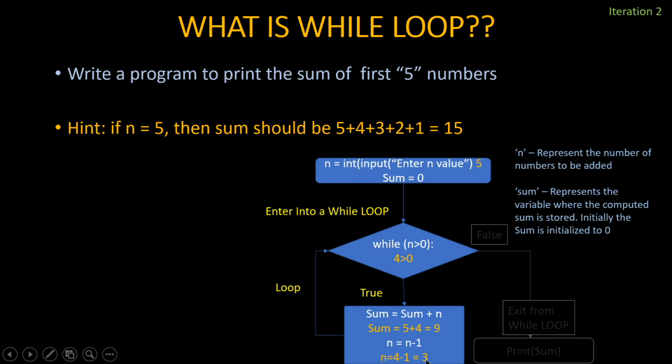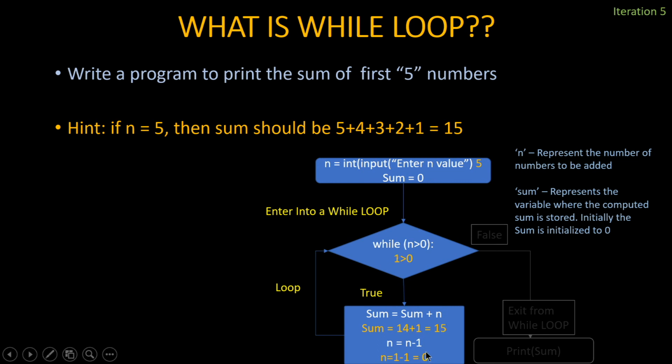In iteration 3, is 3 greater than 0? Yes, it is. So the sum became 12, and the value of n became 2. In iteration 4, is 2 greater than 0? Yes, it is. So the value of sum is 14 and the value of n is 1.